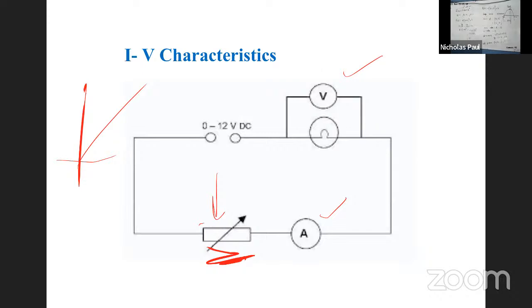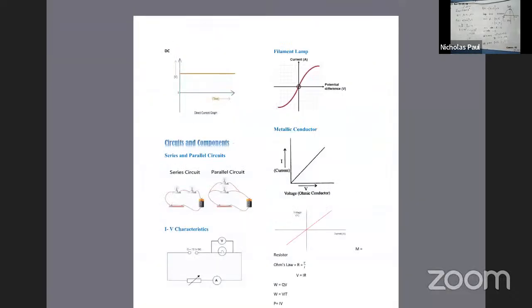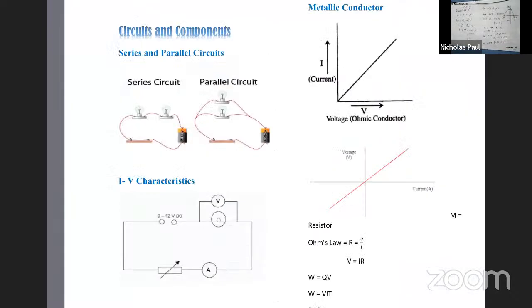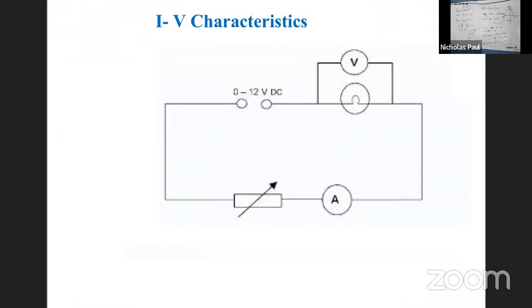Right? So I will find G minus... okay, nice. That is your IV characteristic. Okay, here. So you must have your rheostat, right?